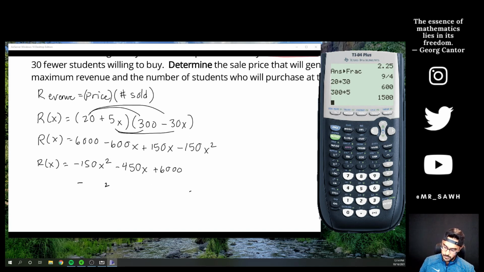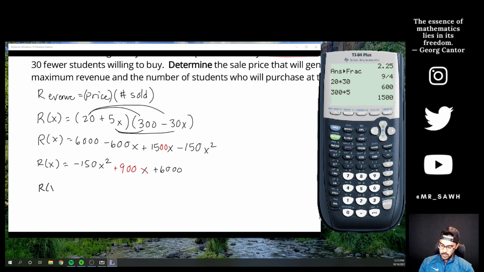Okay. So let's fix this. So that should change. This should be 1,500. So we'll fix that up. And now when I collect my terms, I get 900x. Okay, so this is better, I believe. Okay, so now let's try this again.